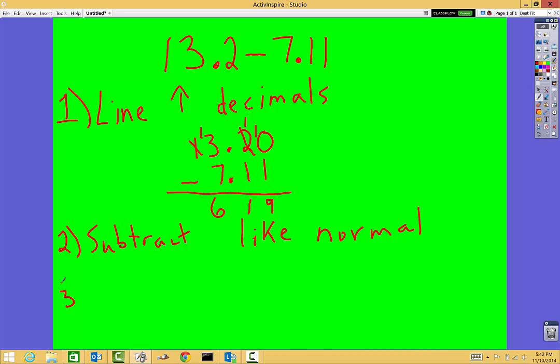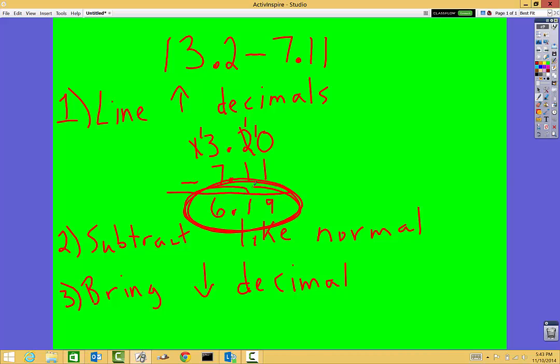And now step 3 is I just bring down the decimal. And voila, that decimal comes straight down, 6 and 19/100 for my final answer. That's it for adding and subtracting decimals. Tomorrow we'll be working on multiplying decimals.